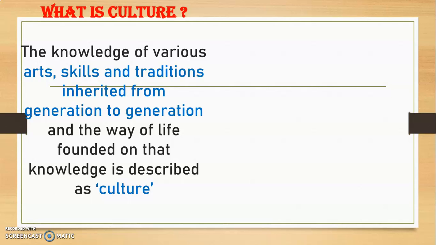Now, to begin with, let us understand the first part, that is culture. Now, what is culture? The knowledge of various arts, skills and traditions inherited from generation to generation. Inherited means which are given from our forefathers to our parents and from our parents to us. So it is like passing from one generation to another. What is passing? The skills, the art, the knowledge, the talent, and the way of life founded on that knowledge, whatever we have, is described as culture.